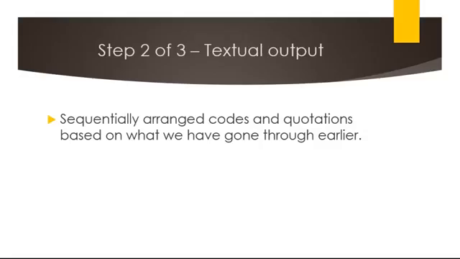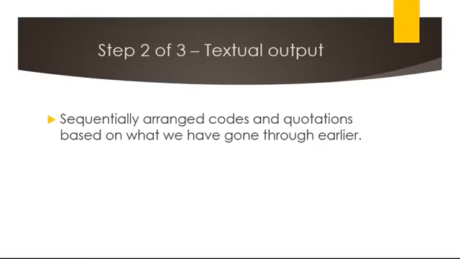Right, now moving on to step number 2, which is the textual output. Textual means something still visual, but it's not in diagram form. It is in textual form, whereby our quotations will be arranged sequentially, the quotes together with the quotations based on what we have gone through earlier. We have highlighted the quotations and we have linked them to specific quotes and memos. We now can have them in textual output format.